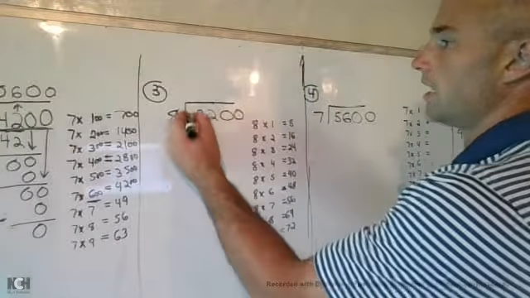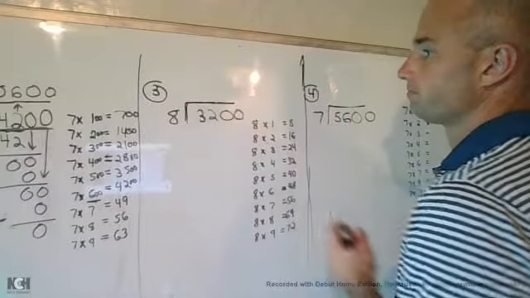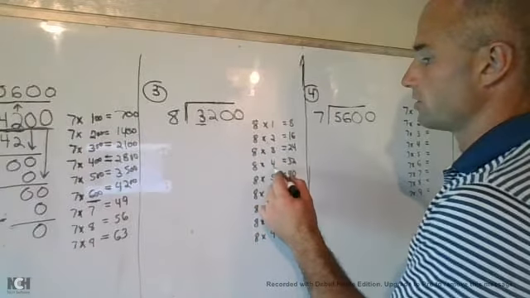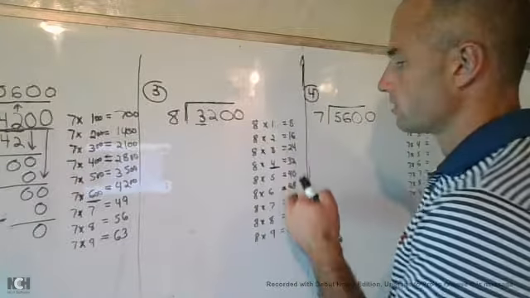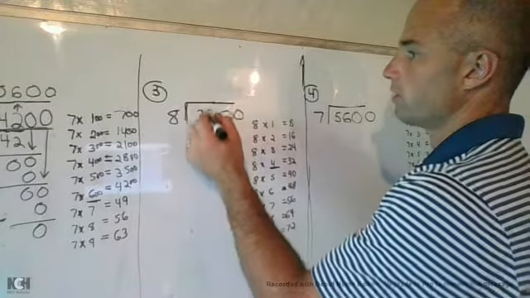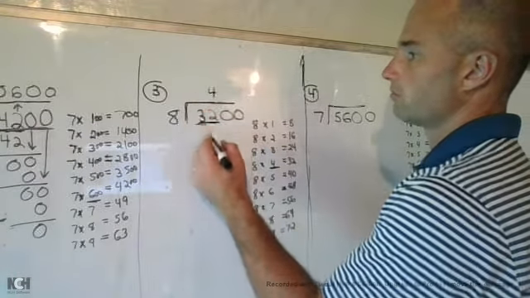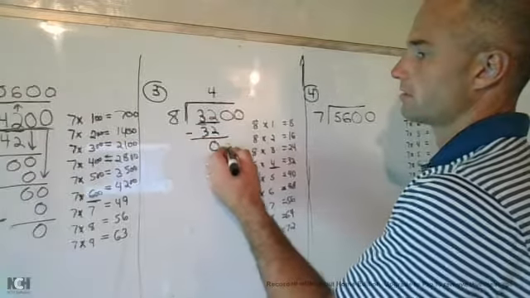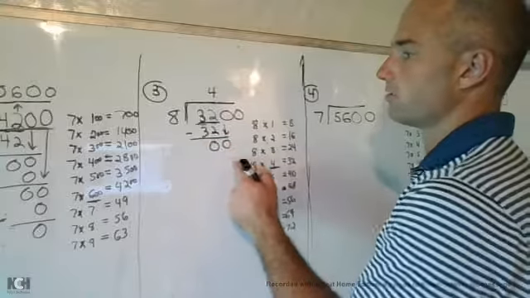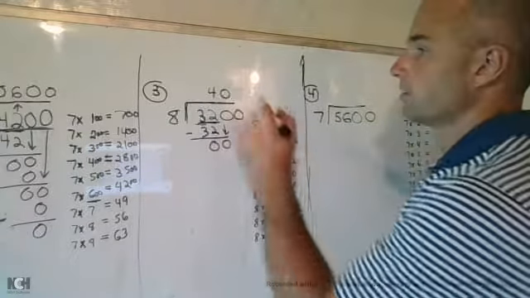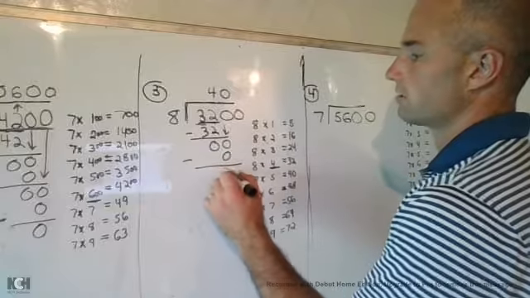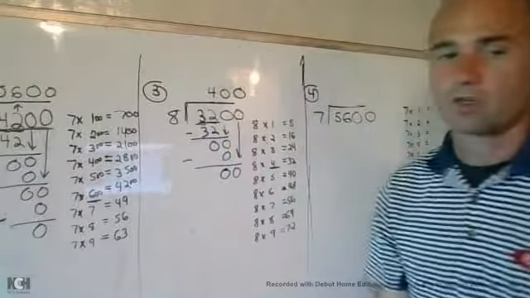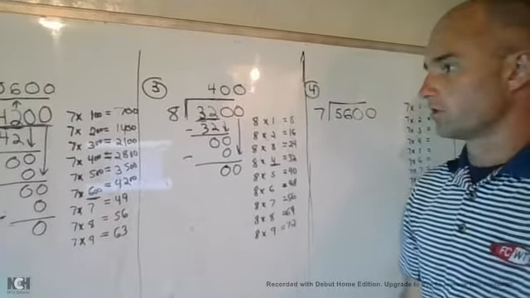So, how many 8s will go into 32? Because 8 obviously can't go into 3. Well, 8 goes into 32. We already mentioned before it goes in 4 times. So I'm going to put the 4 above the 2. And 4 times 8 equals 32. Subtract, bring down, 8 goes into 0. 0 times 8 equals 0. Subtract, bring down, 8 goes into 0, 0 times, which gives you 400.